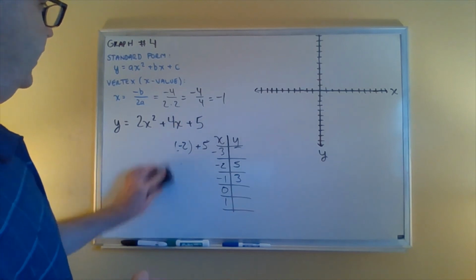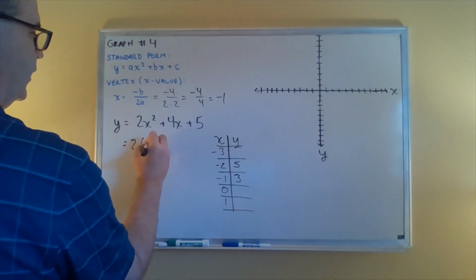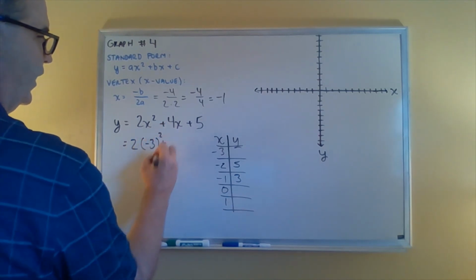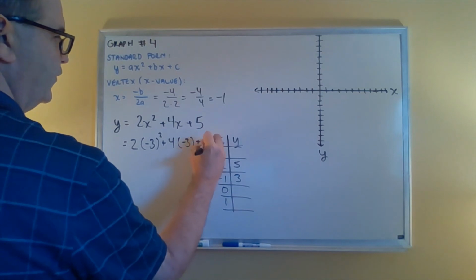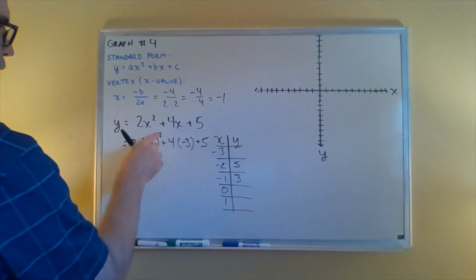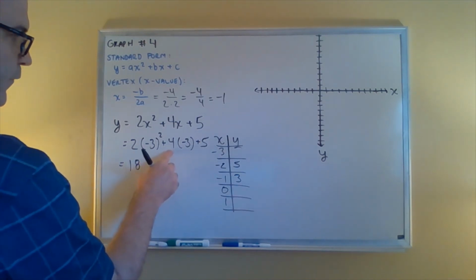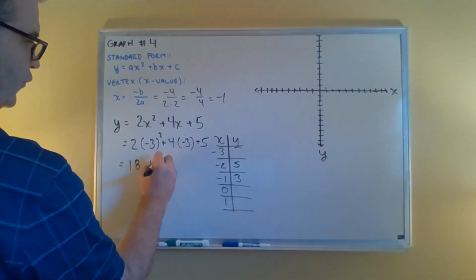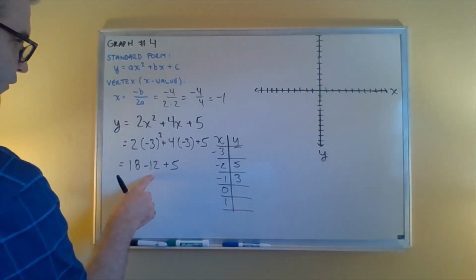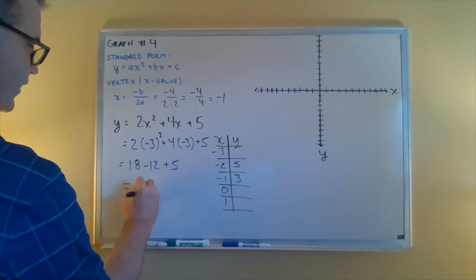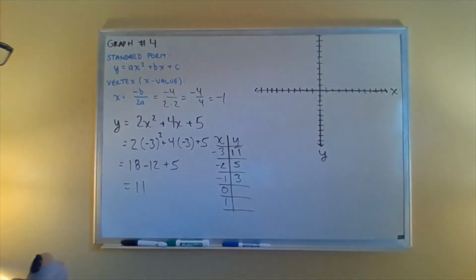Next value I'm going to plug in for x is -3. So I have 2 times -3 squared plus 4 times -3 plus 5. Well, -3 squared is 9. 2 times 9 is 18. 4 times -3 is -12, and plus 5. 18 minus 12 is 6. 6 plus 5 is 11. So when x is -3, y is 11.